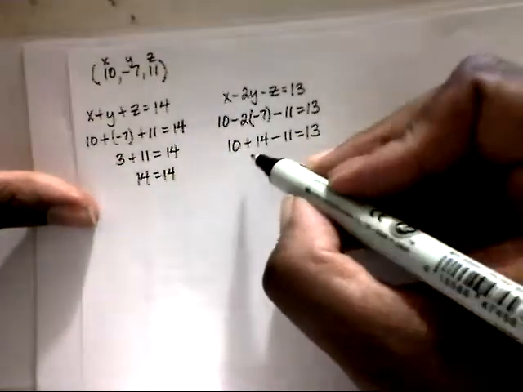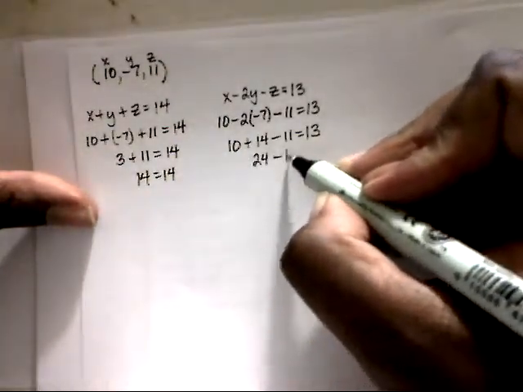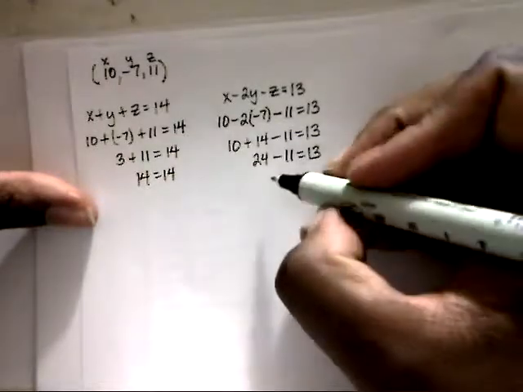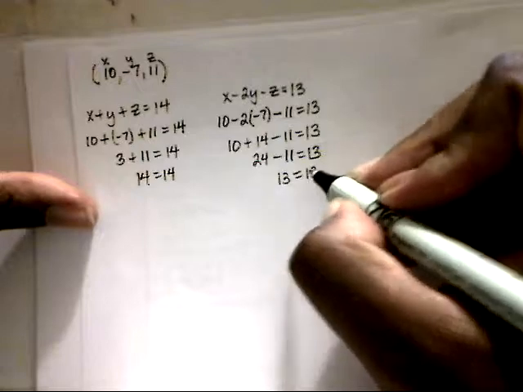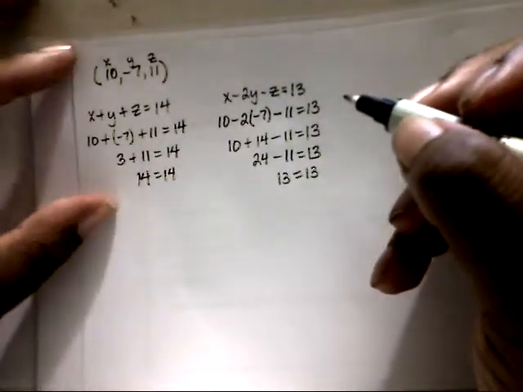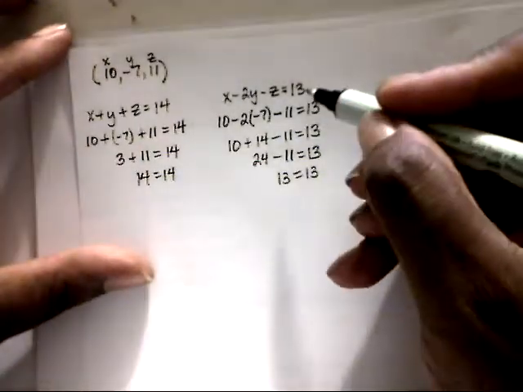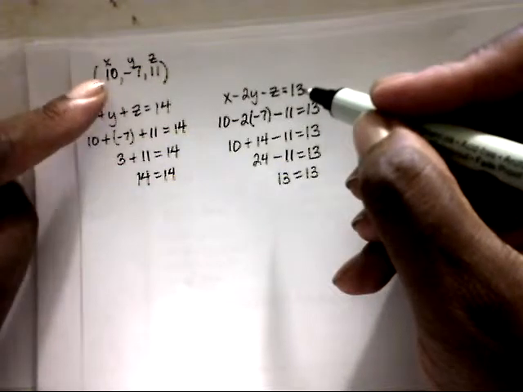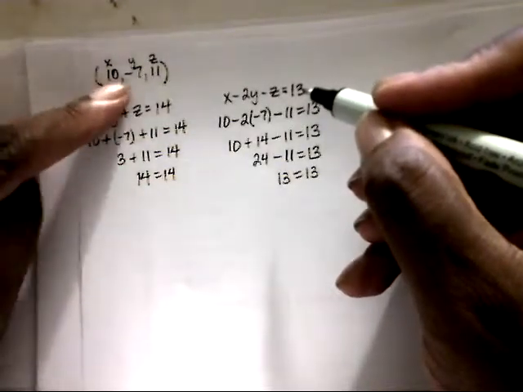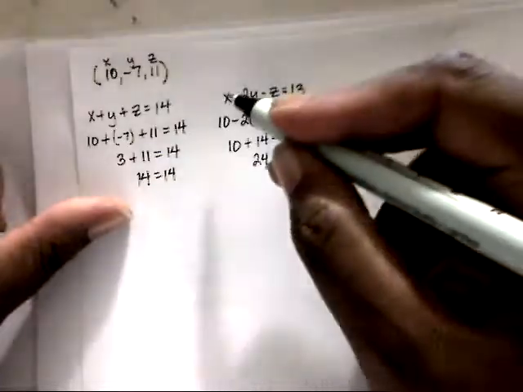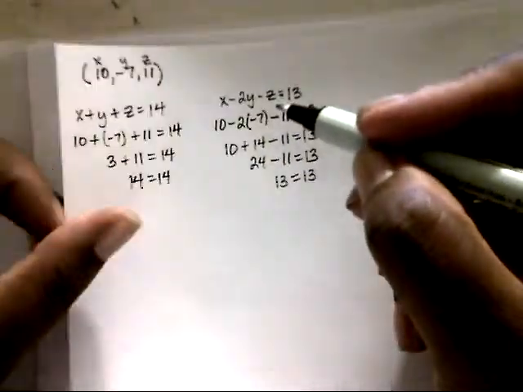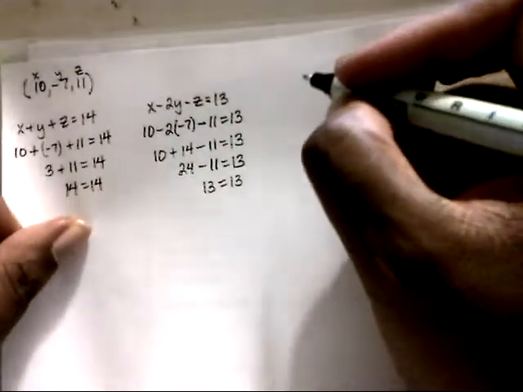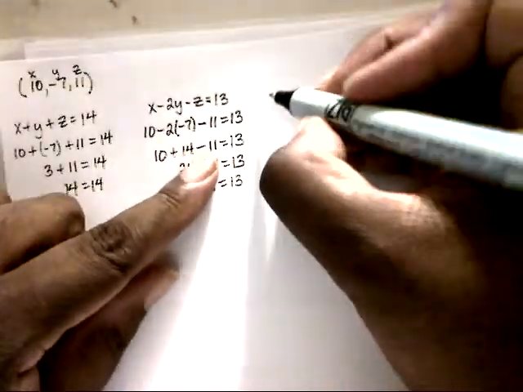Now add 10 and 14 together, you'll get 24 minus 11. That should equal 13. And if you subtract 11 from 24, you'll get 13, which does equal 13. So in this case, the second equation is satisfied by 10, -7, and 11. Okay, we have to look at the third one, which is 2x minus y minus 2z is equal to 5.